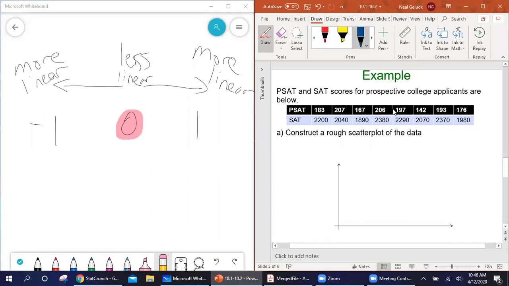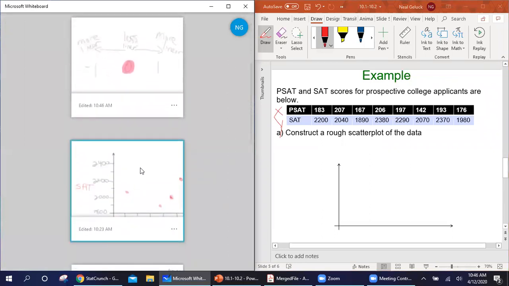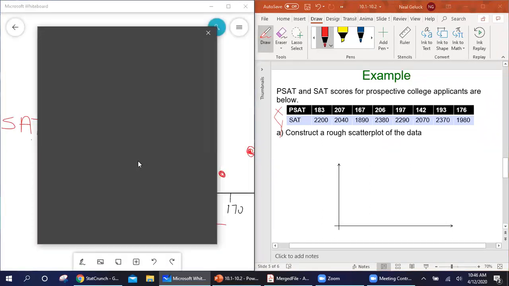For the next example, we're looking at PSAT scores, the practice SAT versus the actual SAT. Some of you probably took the SAT and the PSAT. We're going to first, on this one, make a rough scatter plot. I'm going to use the PSAT as my x-axis, SAT as my y's. I've actually already drawn this up. This is just to give me a feel for how linear this actually looks.